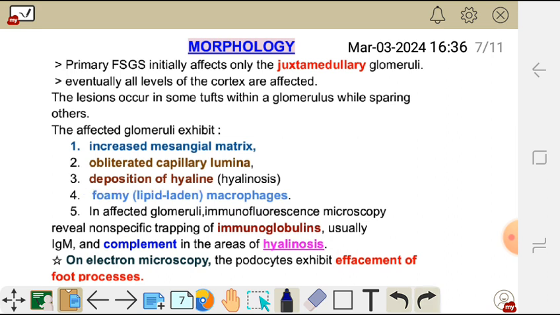and we also have deposition of hyaline, as I alluded to in the pathogenesis. And the main feature, we also have foamy macrophages, which have lipid depositions in the macrophage.